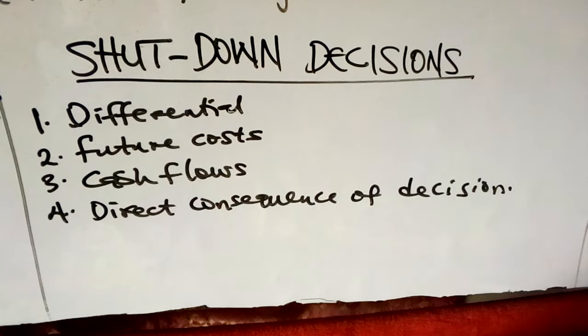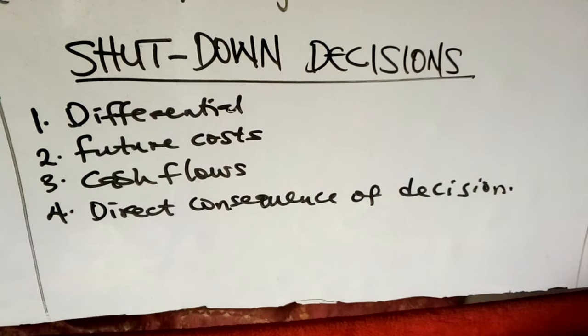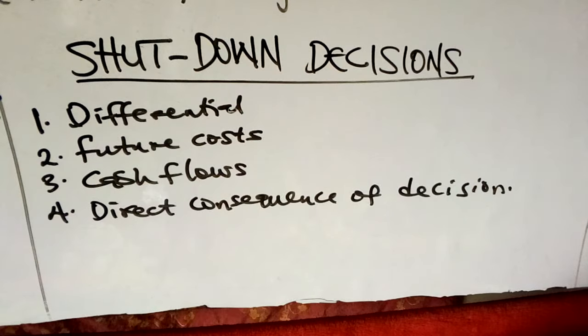So the number two concept is future cost. All relevant costs are future costs. Past costs are not relevant. Past costs are what we call sunk costs. Since the decision is about the future, all relevant costs must be futuristic in nature. Past costs are not relevant.